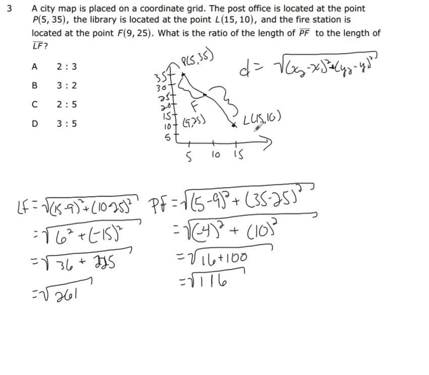So to find the ratio of this, you've got to make sure you have it in the right order. PF to LF. So we've got the square root of 116 over the square root of 261. Okay, and that reduces to 2/3. So the answer is A, 2/3.